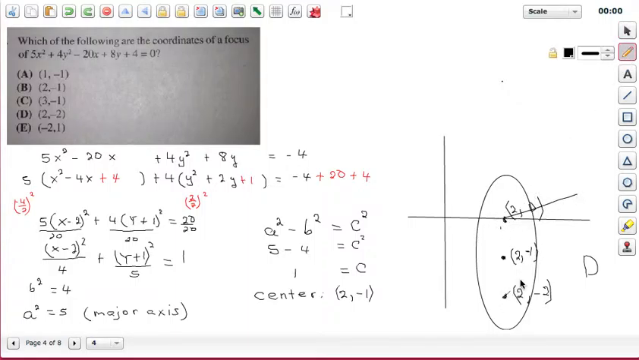This is C, and this is the focal points. I'm just going to write an F here. And the question is, what are the coordinates of the focal point? The one that's given in the choice is 2, -2. So the answer is D.